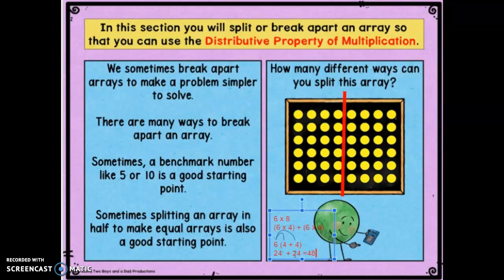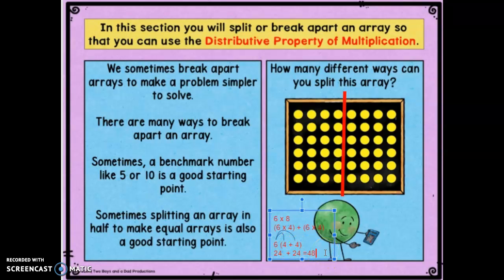Now, if you're looking at this on your anchor chart on your classroom target slide, I have an example of the distributive property written this way. Remember, the number that's outside is the number that doesn't change. So the 6 didn't change. We still have 6 rows. The number that did change was our number of columns, and we broke that into 4 and 4. So there's where the 4 and 4 comes from.